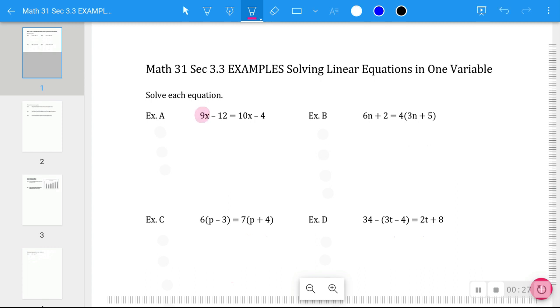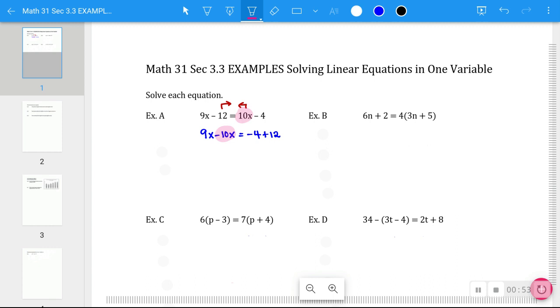We have to get the 9x and the 10x on the same side of the problem. And we have to do the same thing with this negative 12 and this negative 4. And before that happens, you can't do any more simplifying. So the first step here is to rearrange. And you can see that I took the 10x over to the other side. And when you take it to the other side of the equal sign, you have to change the sign.